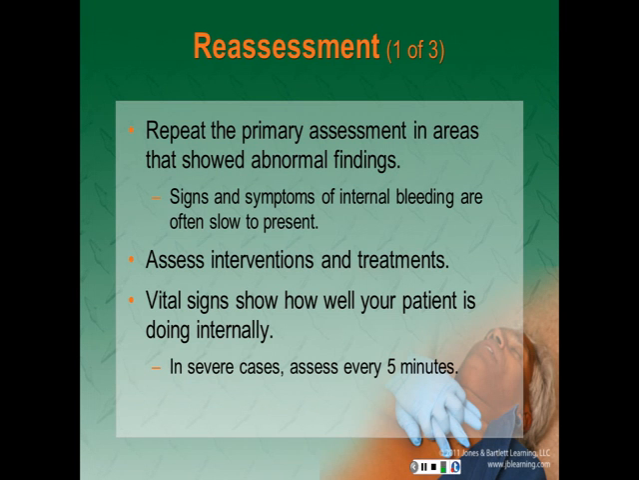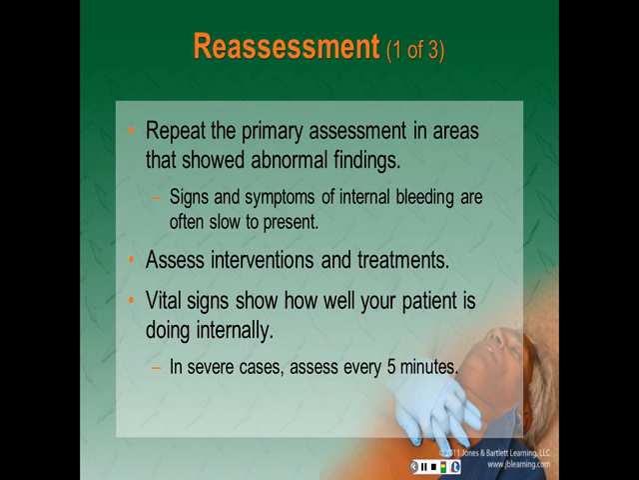Reassess your patient, especially in the areas that showed abnormal findings during your primary assessment. Signs and symptoms of internal bleeding are often slow to present, and these may be missed otherwise. Children especially will compensate well for blood loss and then crash very quickly. You need to assess the effectiveness of any interventions and treatments provided to the patient.